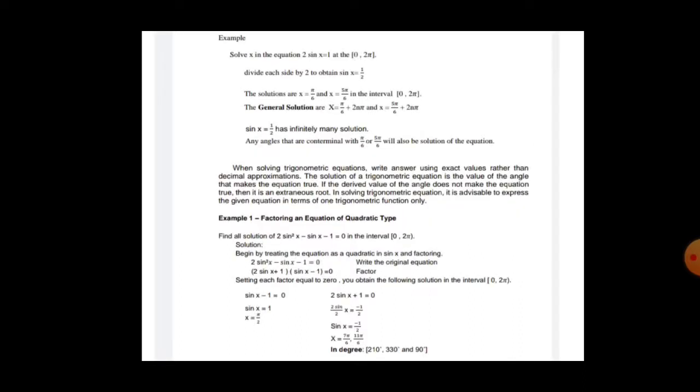Example: solve x in the equation 2 sine x is equal to 1 in the interval 0 and 2 pi. Divide each side by 2 to obtain sine x is equal to 1/2. The solutions are x is equal to pi over 6 and x is equal to 5 pi over 6 in the interval of 0 and 2 pi.